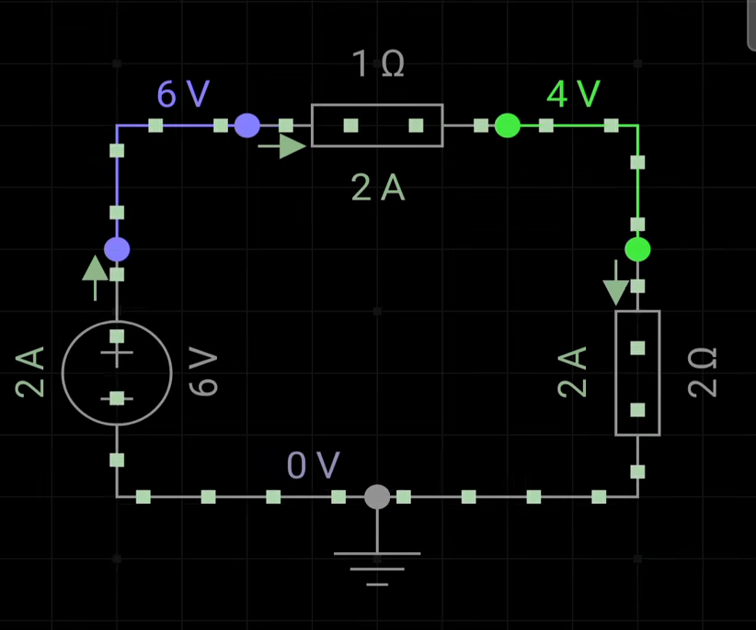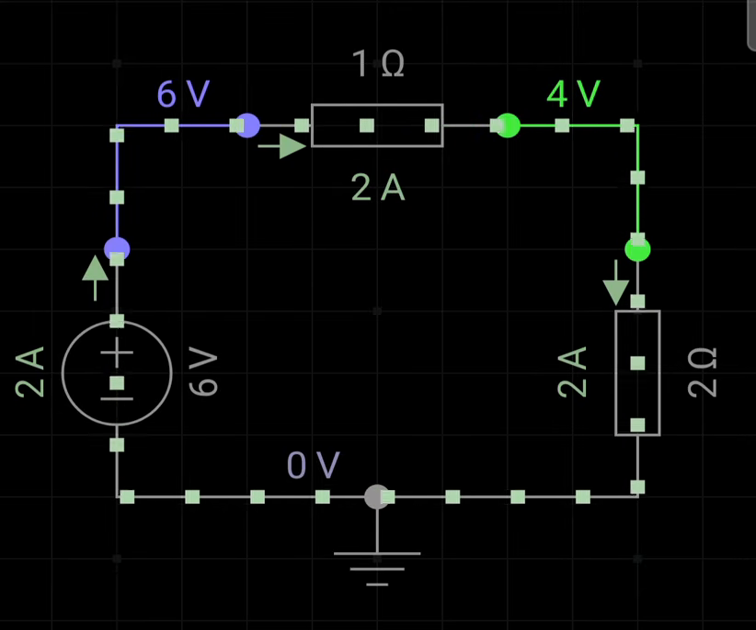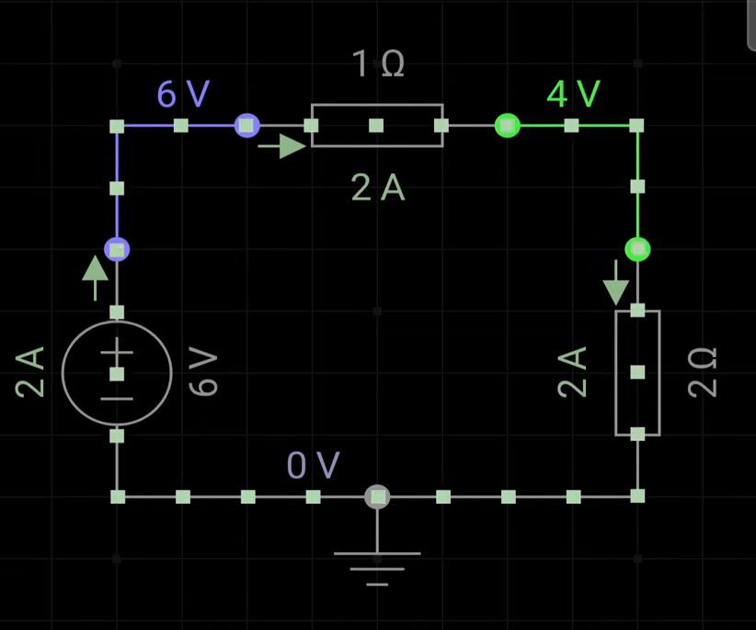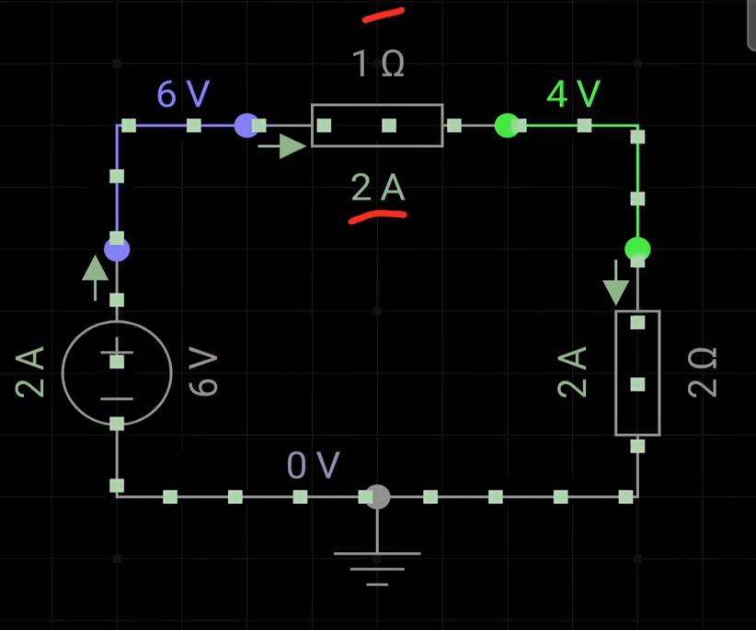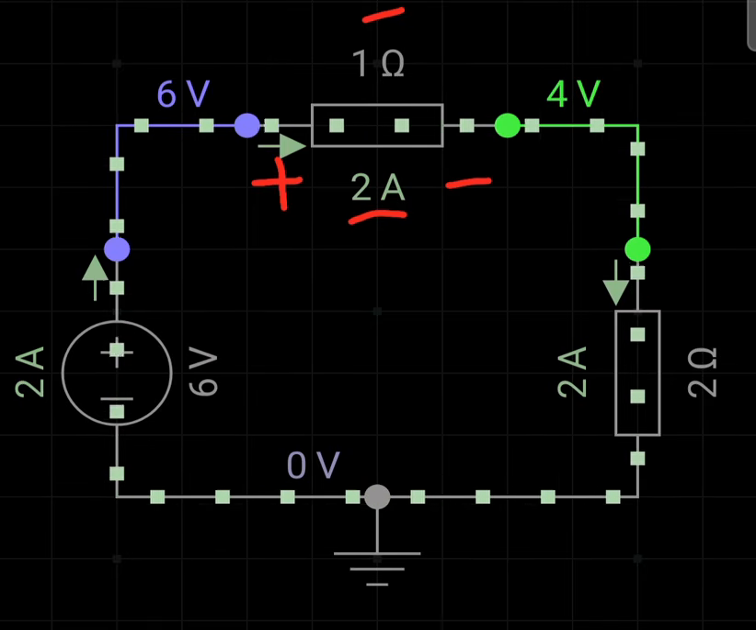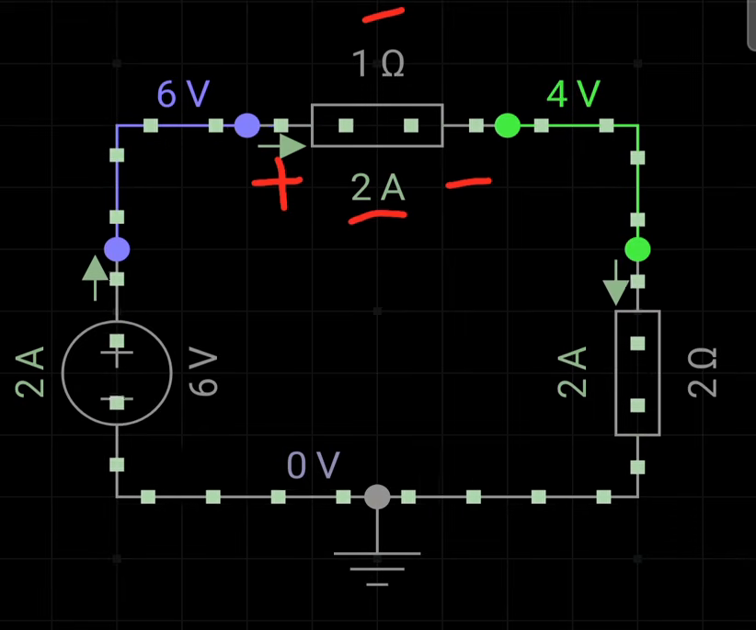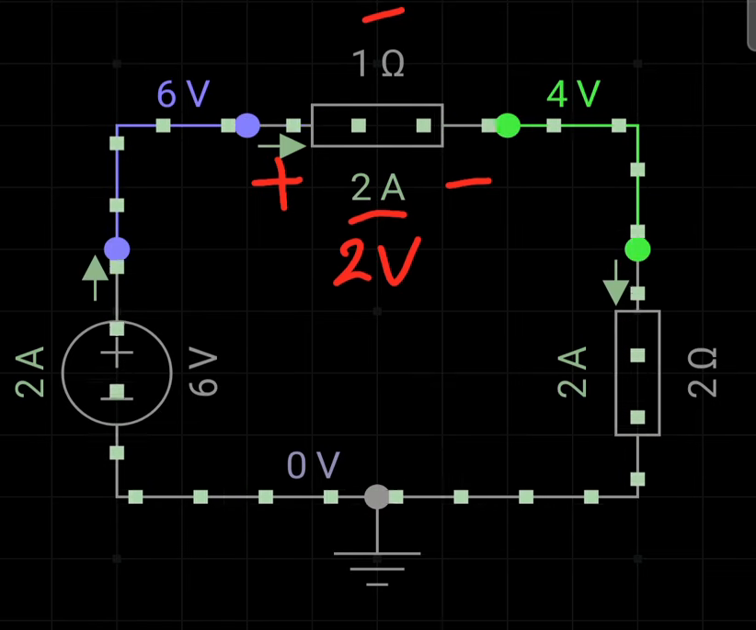The question is, if you want to know the voltage across these resistances, or in other words the voltage drops across the resistances, we can calculate that. We know there is a 2 ampere current flowing through this 1 ohm resistance, so the resultant voltage drop across this resistance would be resistance multiplied by the current, that is 2 volts. So here you see 2 volts drop across this 1 ohm resistance.